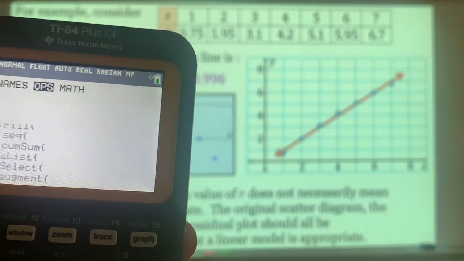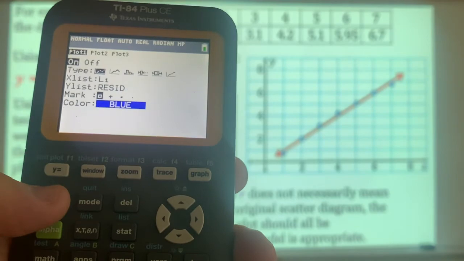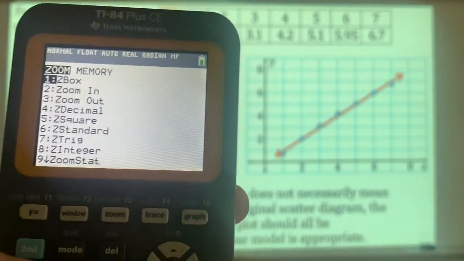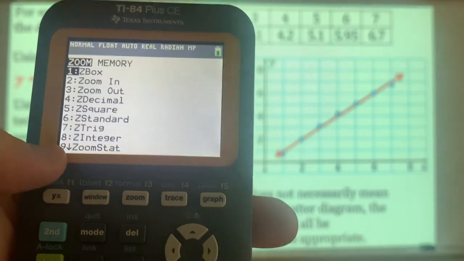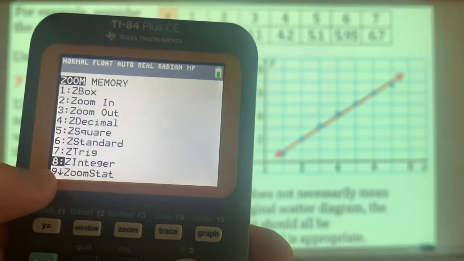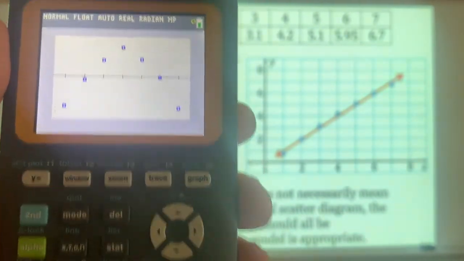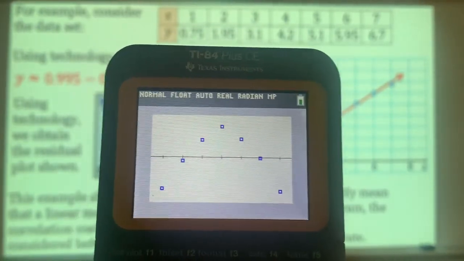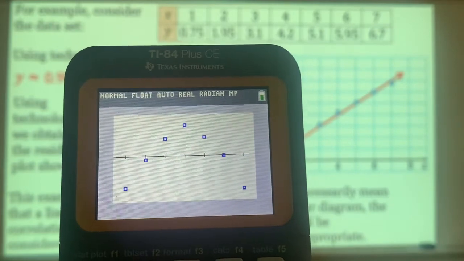List. Names, and you go down to resid, number 7. Okay. And then I'm going to go to zoom. 9 is zoom stat. This gives me my graph all nice and zoomed in. And that's how you got the graph. Okay, so just remember, you have to get the residual. You have to put it in your stat plot.